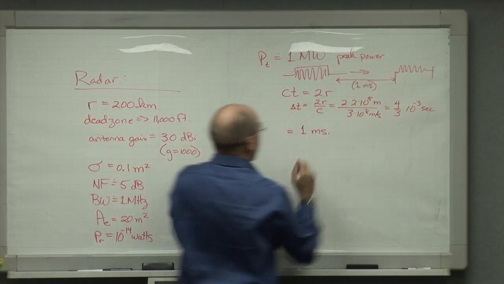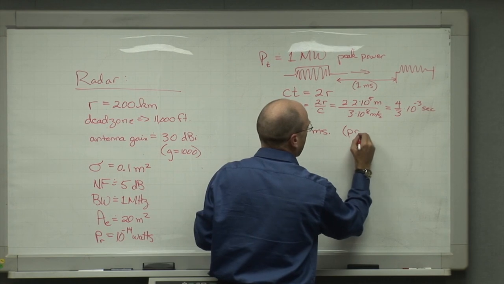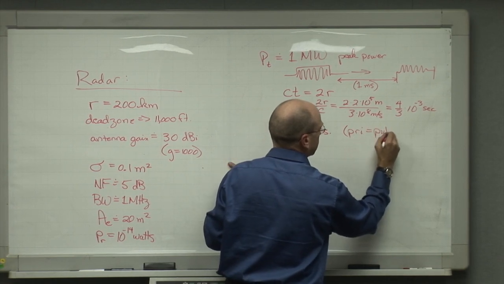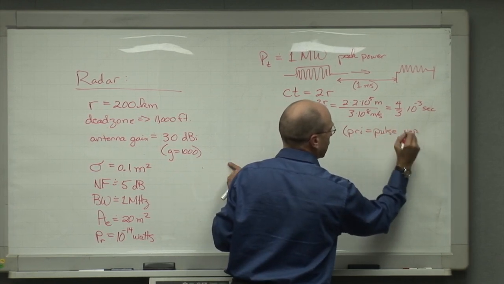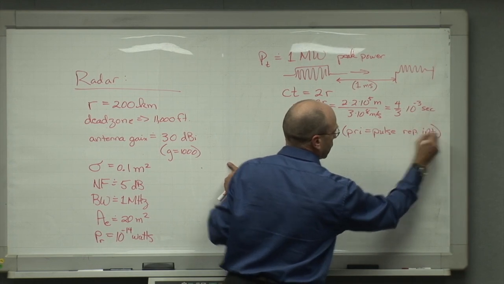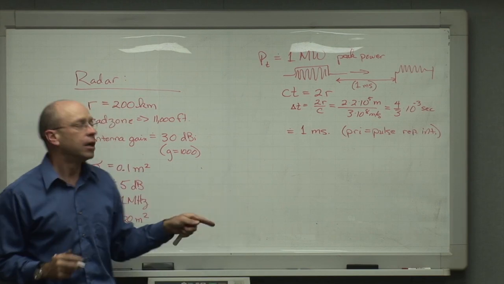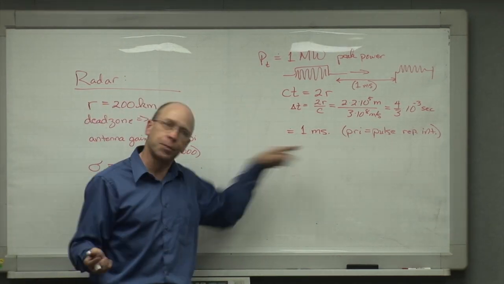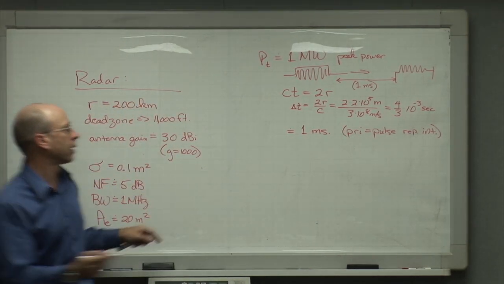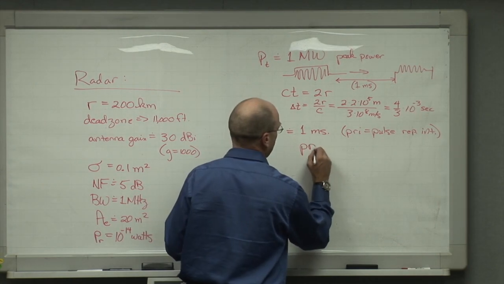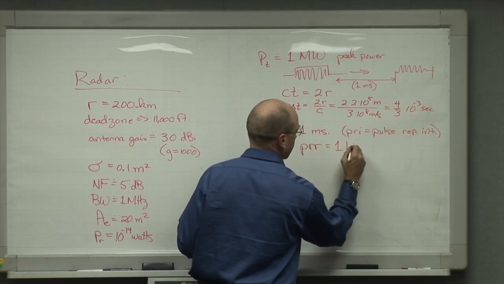And this is called the PRI, which is the pulse repetition interval. That's just nomenclature that people use. They also talk about pulse repetition rate. The pulse repetition rate here would be 1 kilohertz because it's 1,000 pulses per second. So that implies that the PRR is equal to 1 kilohertz.